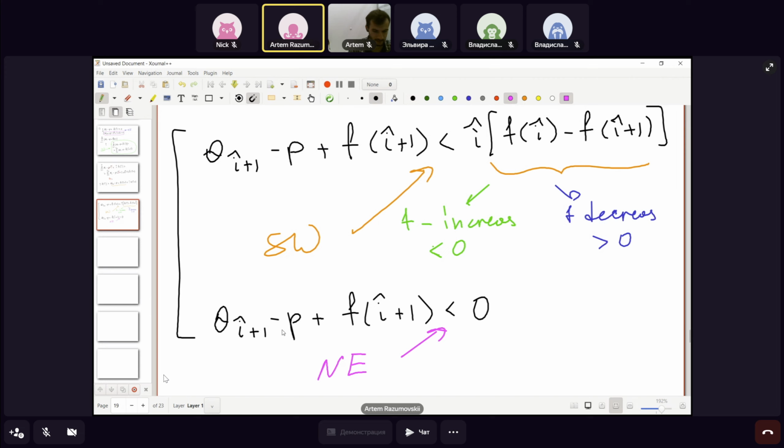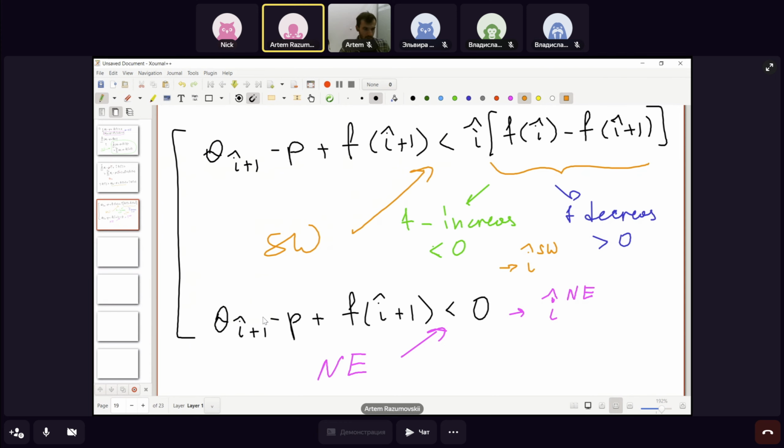So the last equation defines for us the Nash equilibrium. And this gives us the I hat Nash equilibrium, and the first one gives us the I hat social welfare. Does that mean that Nash equilibrium assumes that f is increasing by I? Not necessarily. So it could be everything for Nash equilibrium.